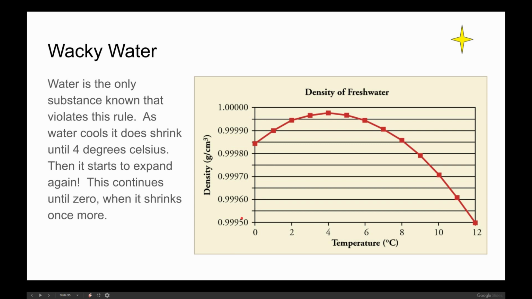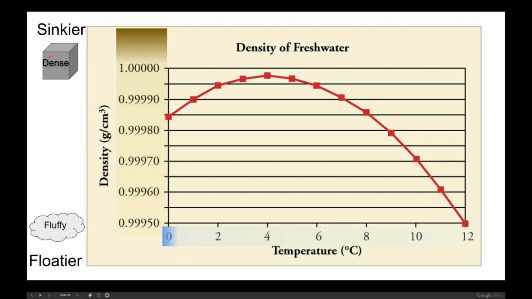No, it is not, and it would be impossible to detect that in our classroom. We label our graph. This is dense, this is fluffy. Now, as I mentioned prior to this, if an object is denser than the liquid it's in, it will sink. If an object is fluffier than the liquid it's in, it will float. So the top of this graph is a technical term called sinkier. And down below is another technical term called floatier.